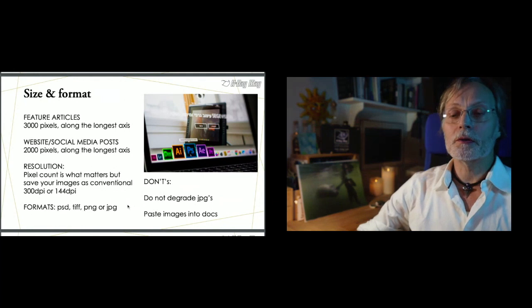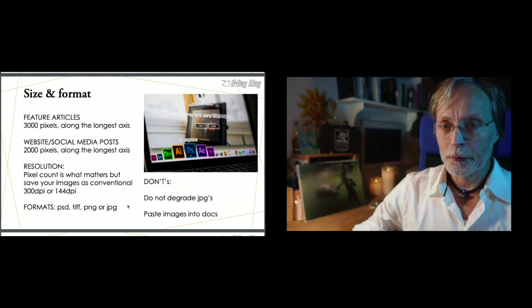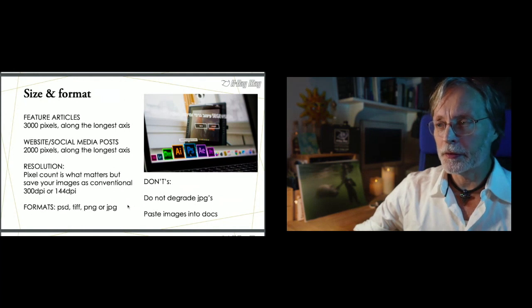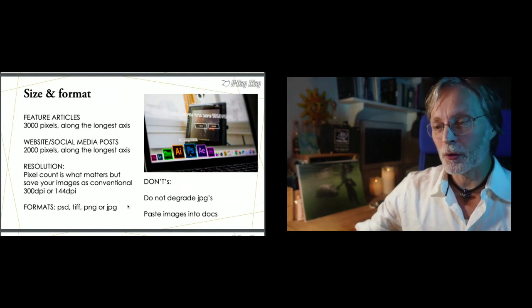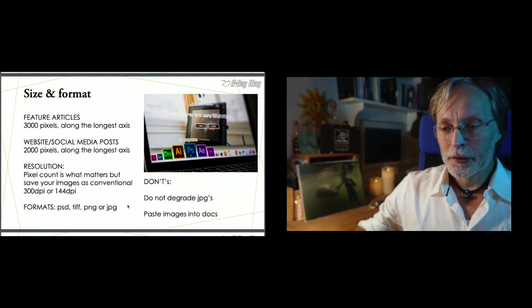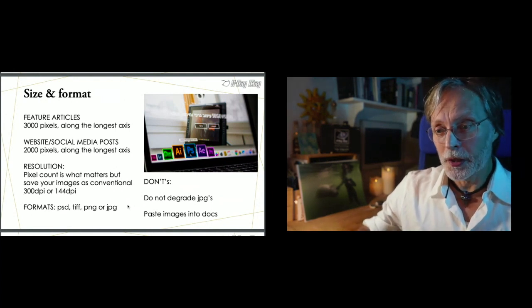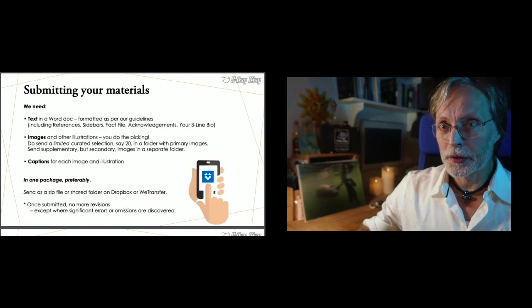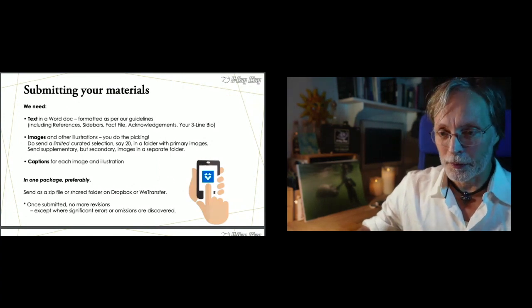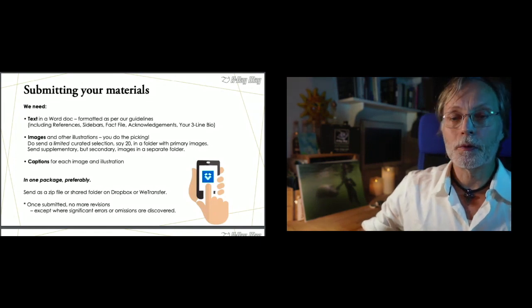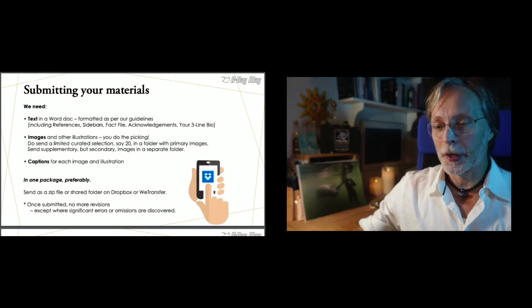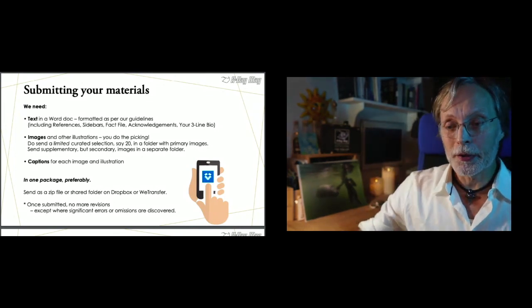When it comes to submitting your materials, what we need, this is a little bit of a rehash, is text as a Word document, formatted as the guidelines I've mentioned, and it should include references, sidebars, fact files, acknowledgements, and a little bio. Images and other illustrations, you do the selection and picking. Do not send us a CD-ROM worth of 300 pictures so we have something to choose from. We don't have time to go through that. Do send a limited curated selection, say 20, in a folder with primary images. You can call it primaries or A or B, doesn't matter. And then put the supplementary, spare, backup, secondary images in a separate folder.